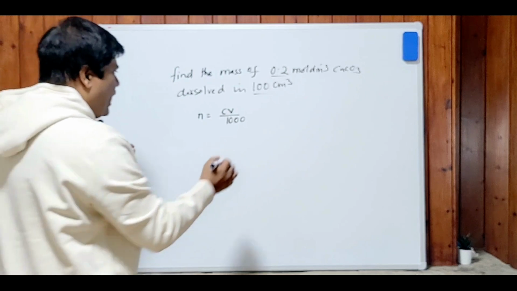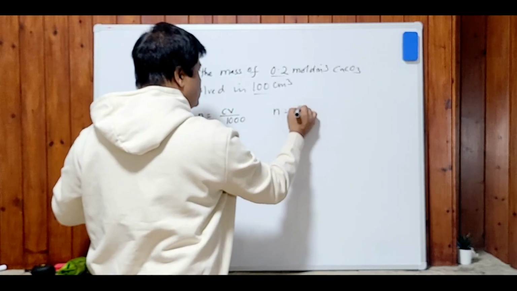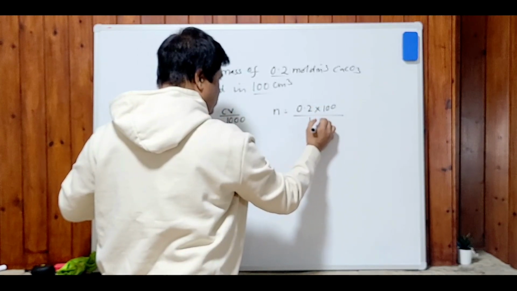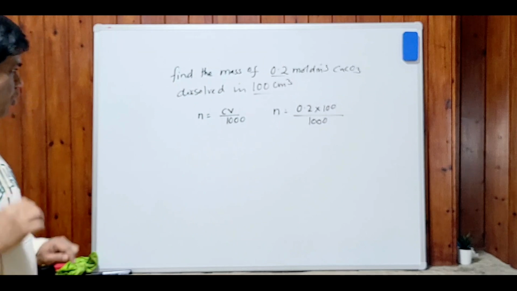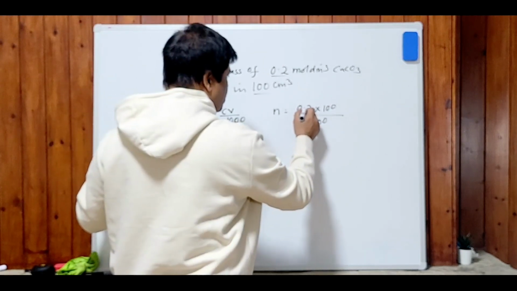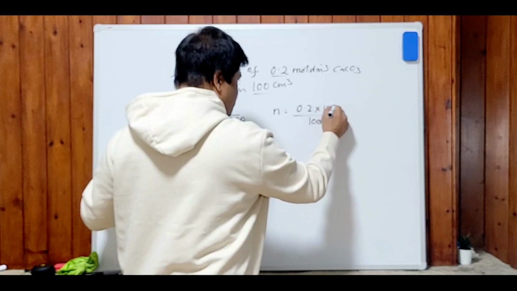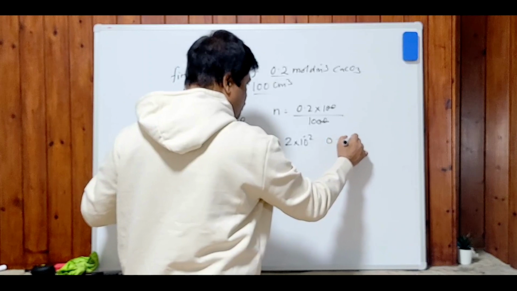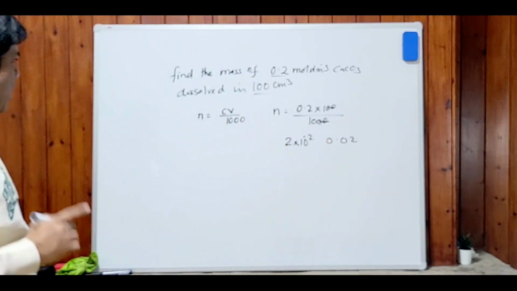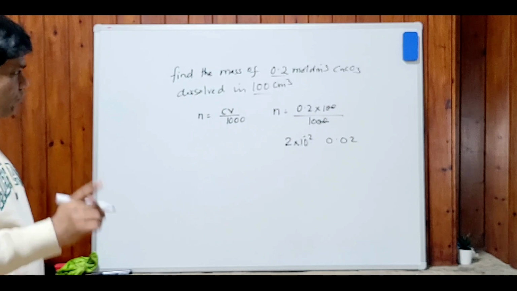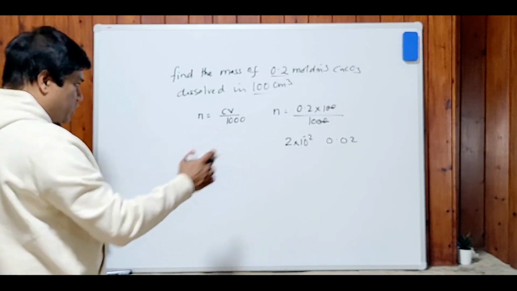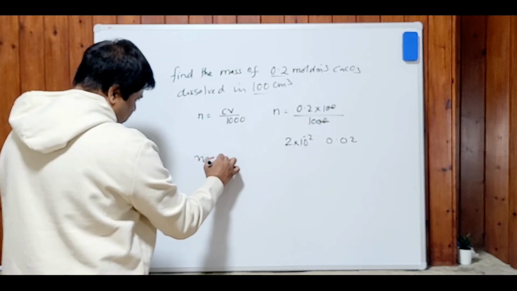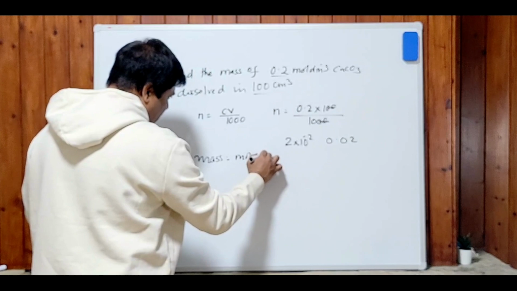Okay. n equals C times V over 1000: 0.2 times 100 divided by 1000, which will give me moles. So cancel. 2 into 10 to the power of minus 2, or 0.02. 0.02 is the mole. How can we work out mass when the mole is given? Oh, sorry, mole is not given, but you work it out. Okay, mass equals mole times its Mr.